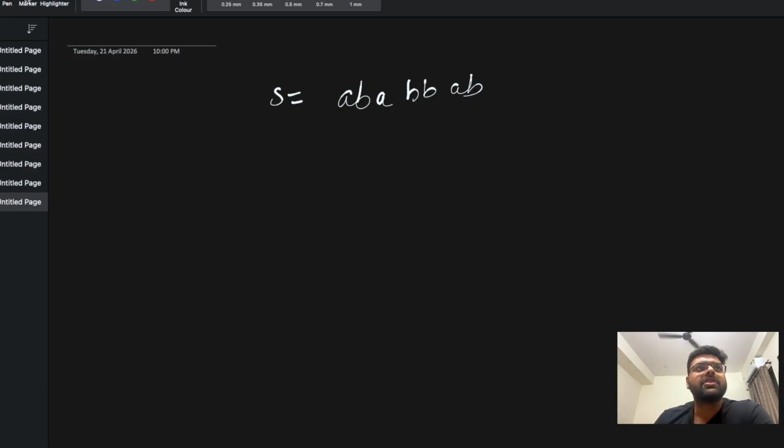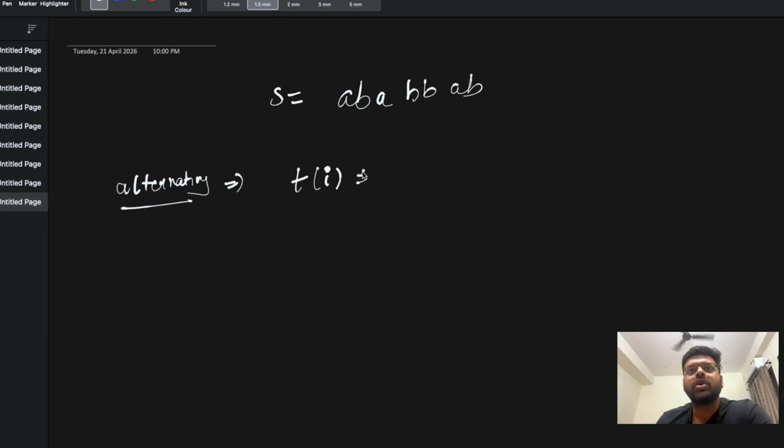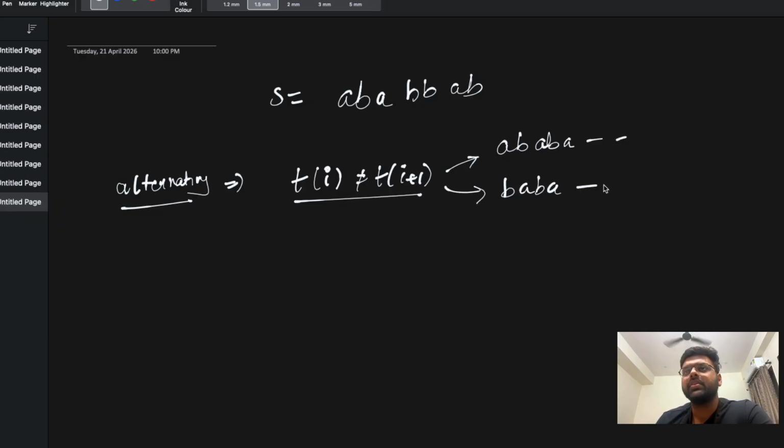Now what is the problem statement saying? We need to make an alternating string. What do we mean by an alternating string? It means that t[i] should not be equal to t[i+1]. So either it would be ABABAB, or it would be BABABA. Only these two alternating strings would be possible, right?